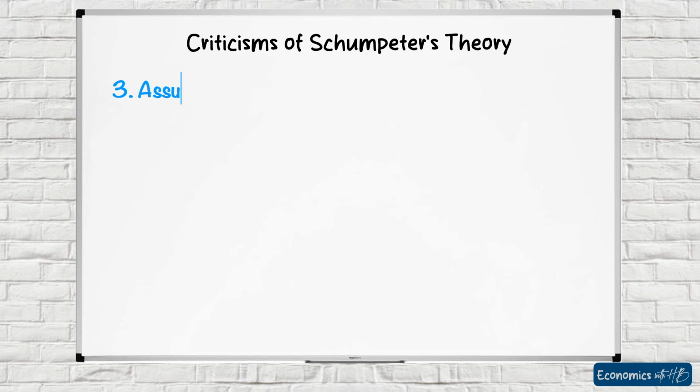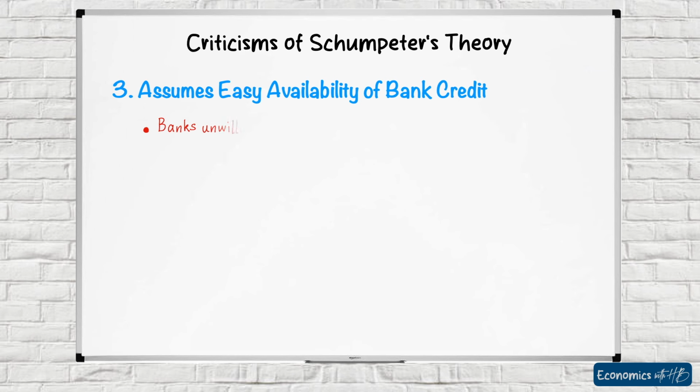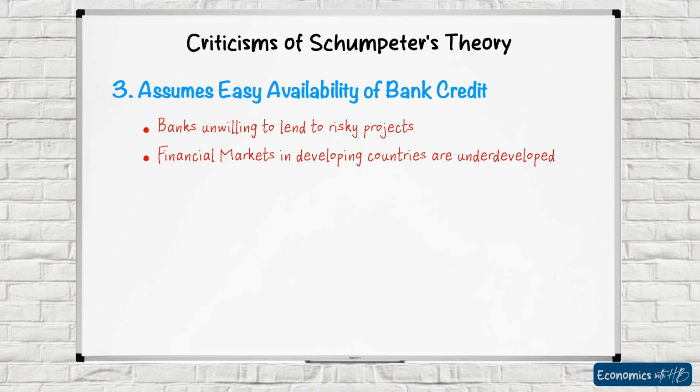Third criticism is that he assumes easy availability of bank credit. मतलब बड़े आराम से बैंक में जाओ और पैसा मिल जाएगा. He argues that banks create credit for entrepreneurs and stimulate innovation. This is a very simplistic assumption. Banks may be unwilling to lend to risky projects, which is what entrepreneurs undertake on their road to critical innovations. Also, it is a fact that financial markets in developing countries are often underdeveloped. Innovation is often constrained by financial limitations, and very significantly, lack of collateral may prevent innovators from obtaining loans, which is not what he considers fully.